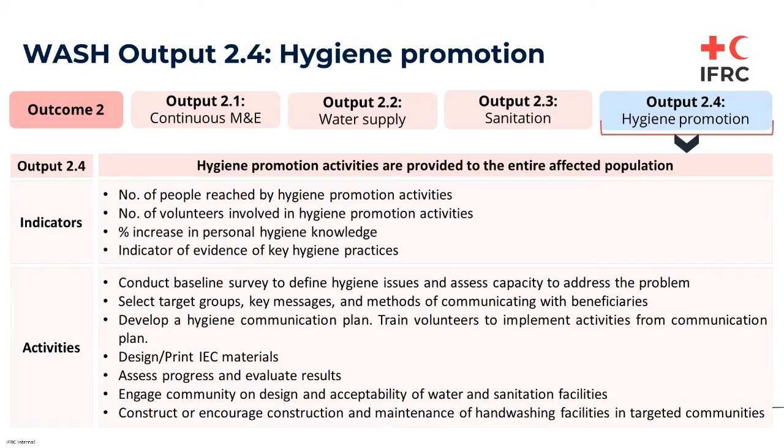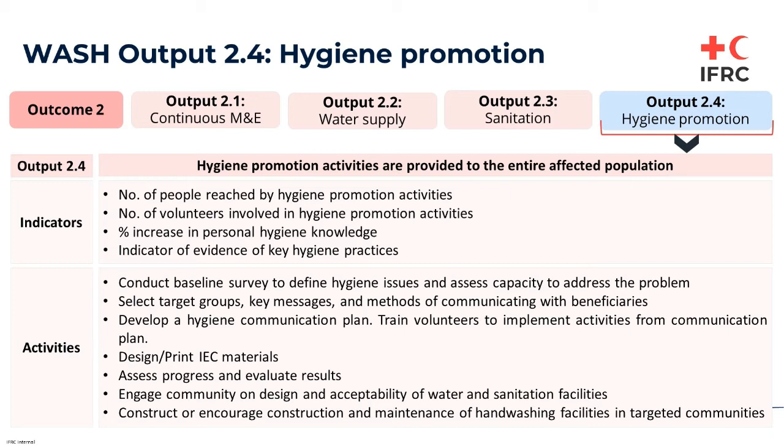Lastly, output 2.4 is on hygiene promotion activities. You may notice that the indicators and activities look quite the same as those stated under output 1.4, but there are small differences. For example, the scope of output 1.4 is smaller, as it mentions hygiene promotion activities for the target population, while output 2.4 mentions hygiene promotion activities for the entire affected population, thereby indicating a larger coverage of people.